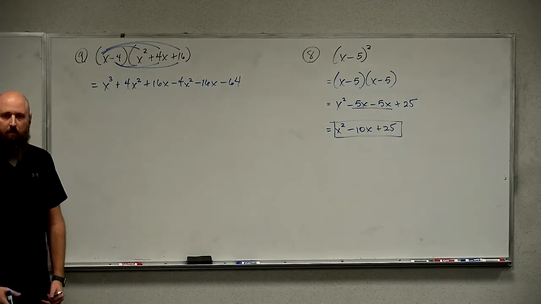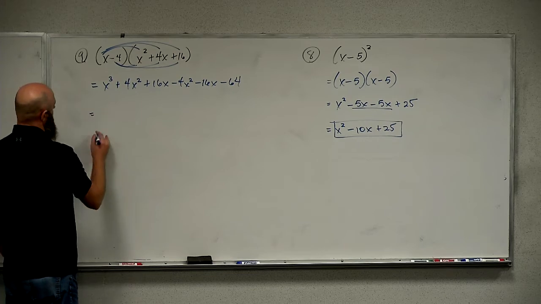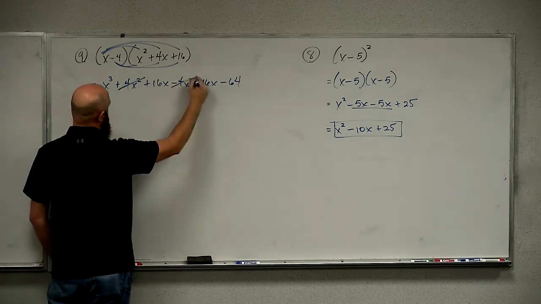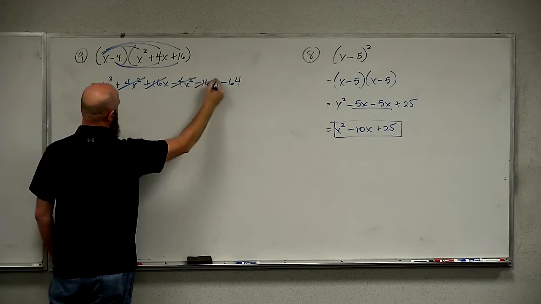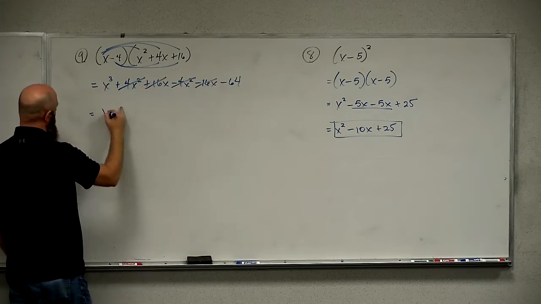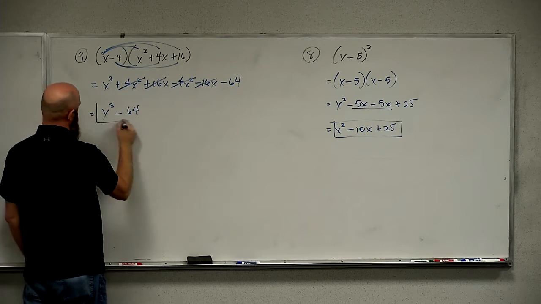Okay, so we just have a little bit more to do. Now we look for our like terms. One of the good things we notice is that if we have opposites, they kill each other. These kill each other because they're opposite numbers. They're going to make 0. And so I'm left with x to the third minus 64 in this case.